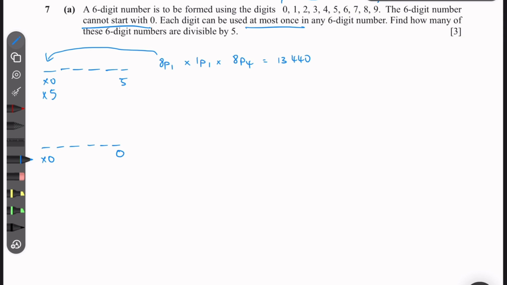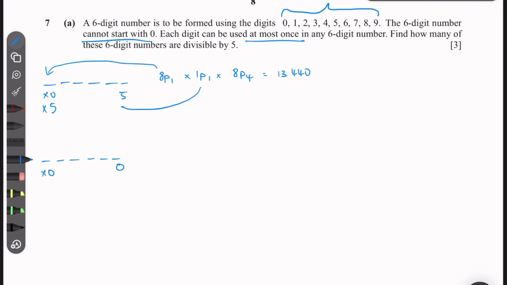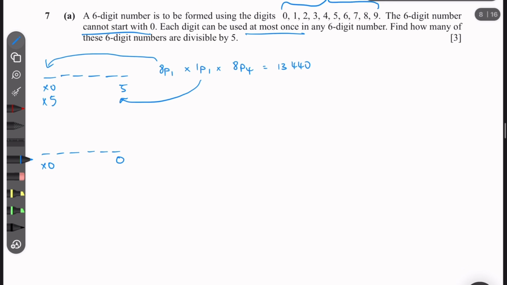For the first number, basically, there's 8 possibilities since we already ruled out 2. And there's only 1 spot, so 8p1. And 1p1 will be 5. And 8p4 is the remaining 4 slots for the numbers.